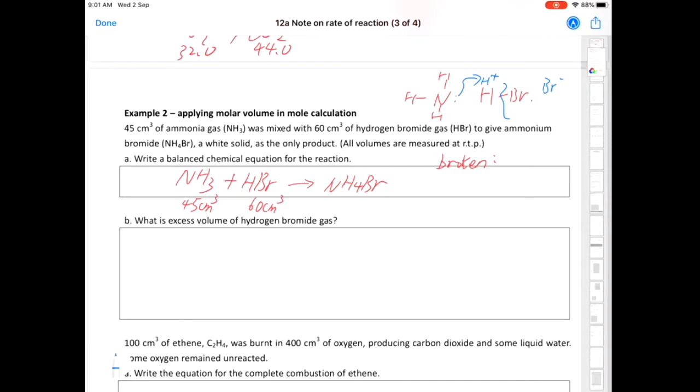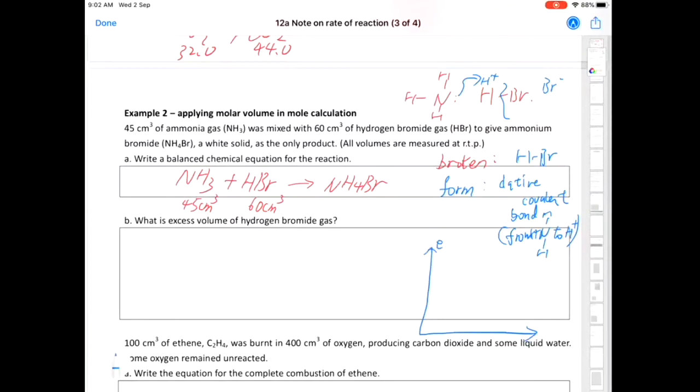First of all, the bond broken should be HBr. And then bond forming, it should be the dative bond from the ammonia to the hydrogen ion.